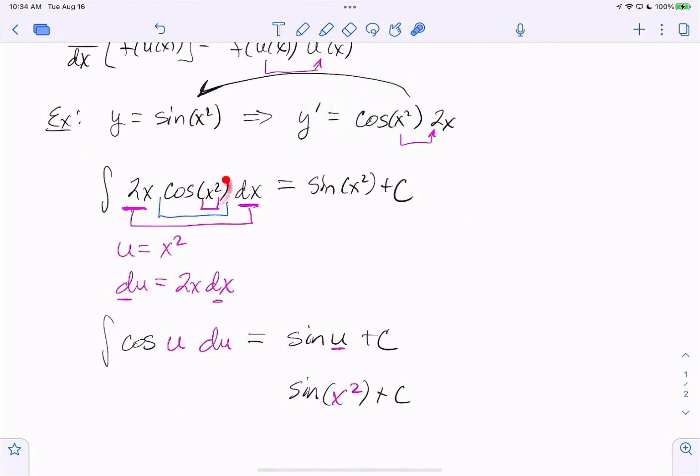When I see a composition, I identify the inside function as my substitution. And then I should have another factor running around if this is going to work. And that other factor is going to be related to du. It may not always be du directly, and we'll see how that works.